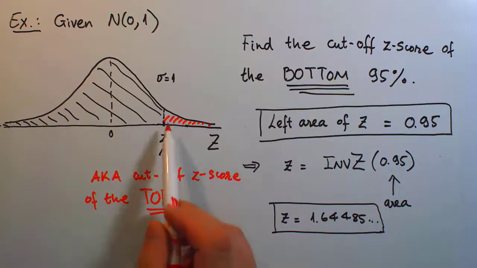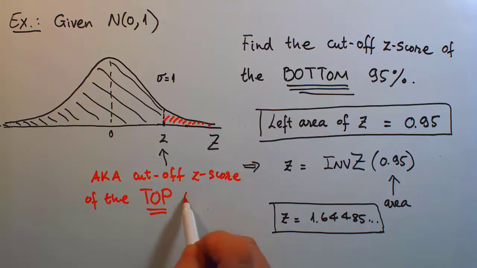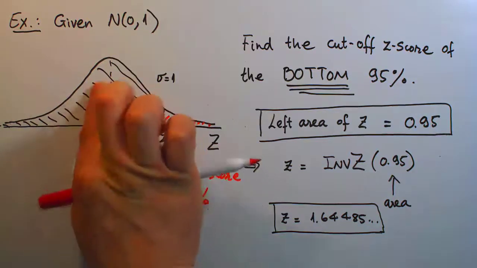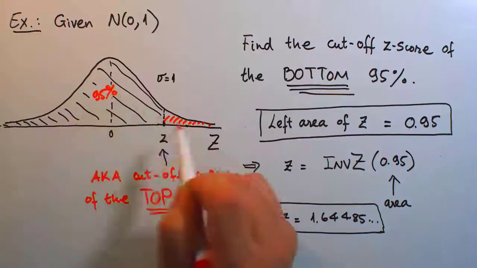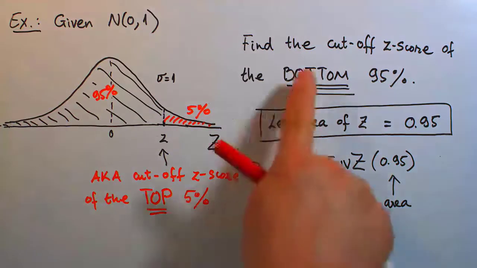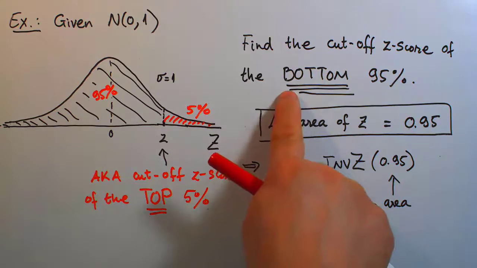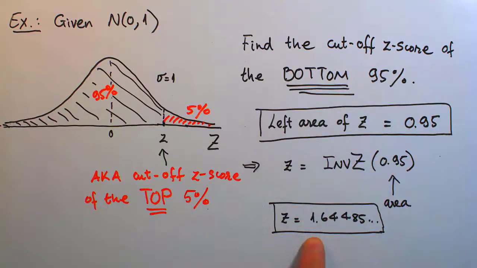But we can also look at that as a cutoff z-score of the top, what? The top 5%. Because it's already 95% here, and I should have labeled that when we began the problem, but 95% is here. So it makes sense that this is the remaining 5%. So it's also the same value we just found, z-score equals 1.64485. We call that the cutoff z-score of the bottom 95%, but here it's also known as the cutoff z-score of the top 5%.